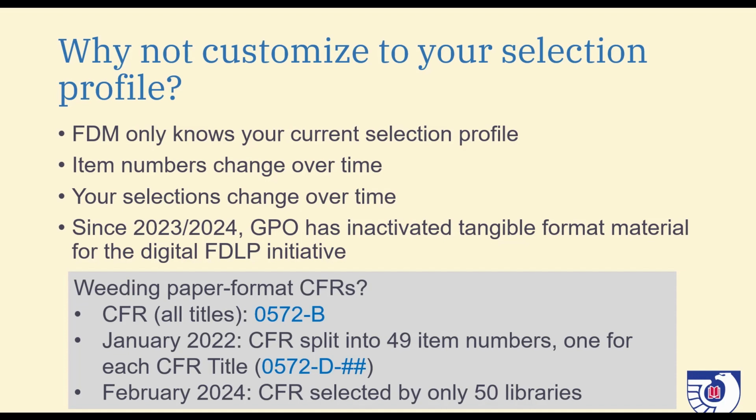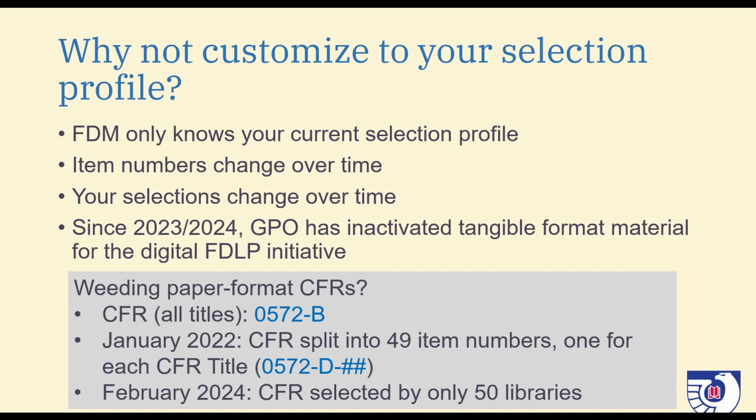Several libraries only wanted a profile for Title III of the CFR, and some of our federal agencies, for example, only wanted a profile for the CFR titles that impacted their federal agency's mission. So we split them out into 49 item numbers. And then along comes February 2024, when the limited distribution framework kicked in, and only 50 libraries were selected to receive the CFR in paper format from that point in time forward.